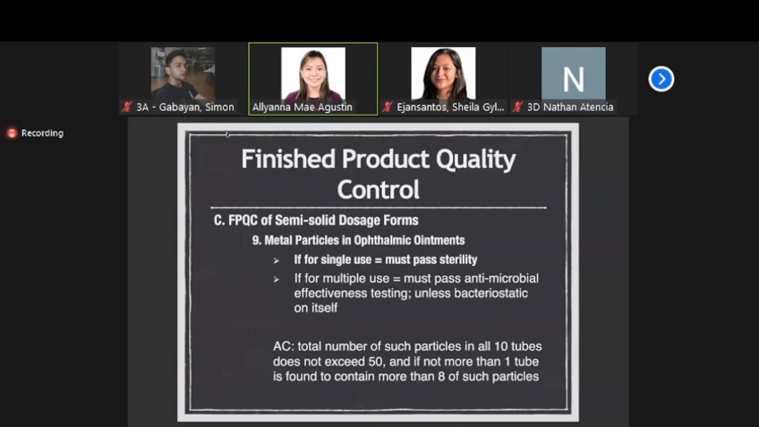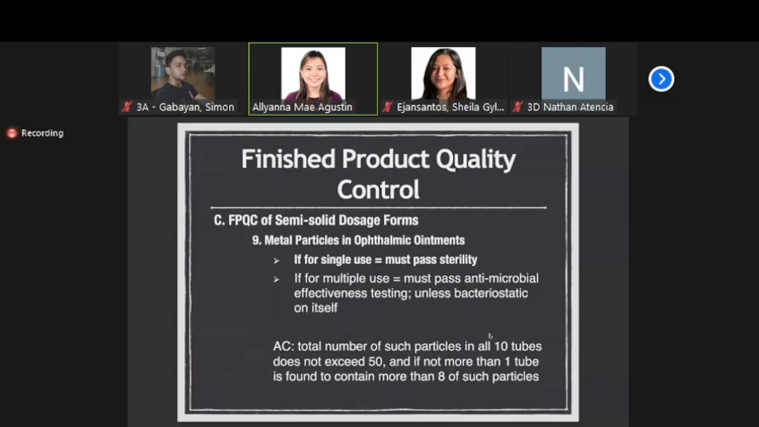Pag multiple use, pwede naman. But pag multiple use, always dapat meron tayong bacteriostatic agent or meron tayong preservative na present. Okay? So the number of particles, in all 10 tubes. So sa 10 tubes, lahat ng particles na present, i-add mo lahat and should not exceed 50. No? It should not exceed by 50.